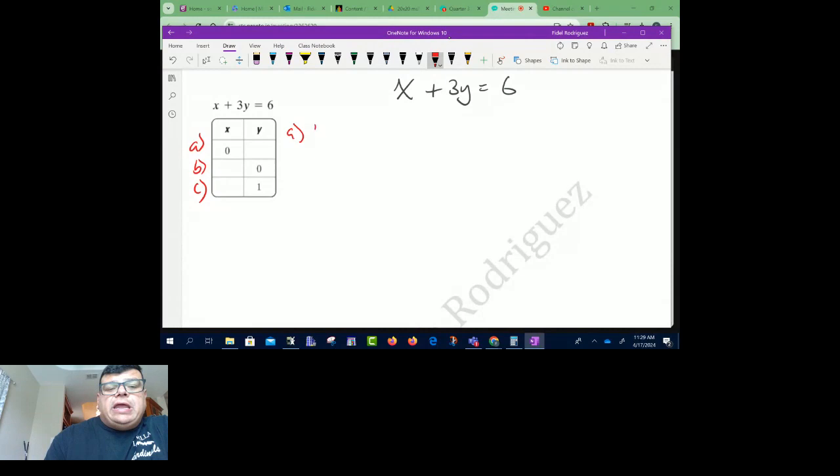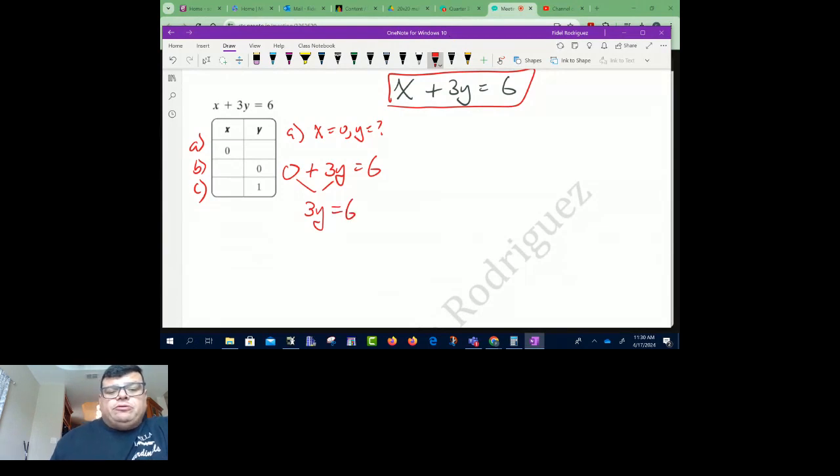Y'all, for part A, we know that x is 0, but we don't know what the letter y is, okay? So I'm going to come back to this equation, and where I have the letter x, y'all, I'm going to put the number 0 plus 3y equals 6, okay? Well, y'all, 0 plus 3y is still 3y. 3y equals 6. So when I divide both sides by 3, y'all, I'm coming up with y equals 2. So right here, y'all, I'm going to put a 2 where my y used to be, okay?